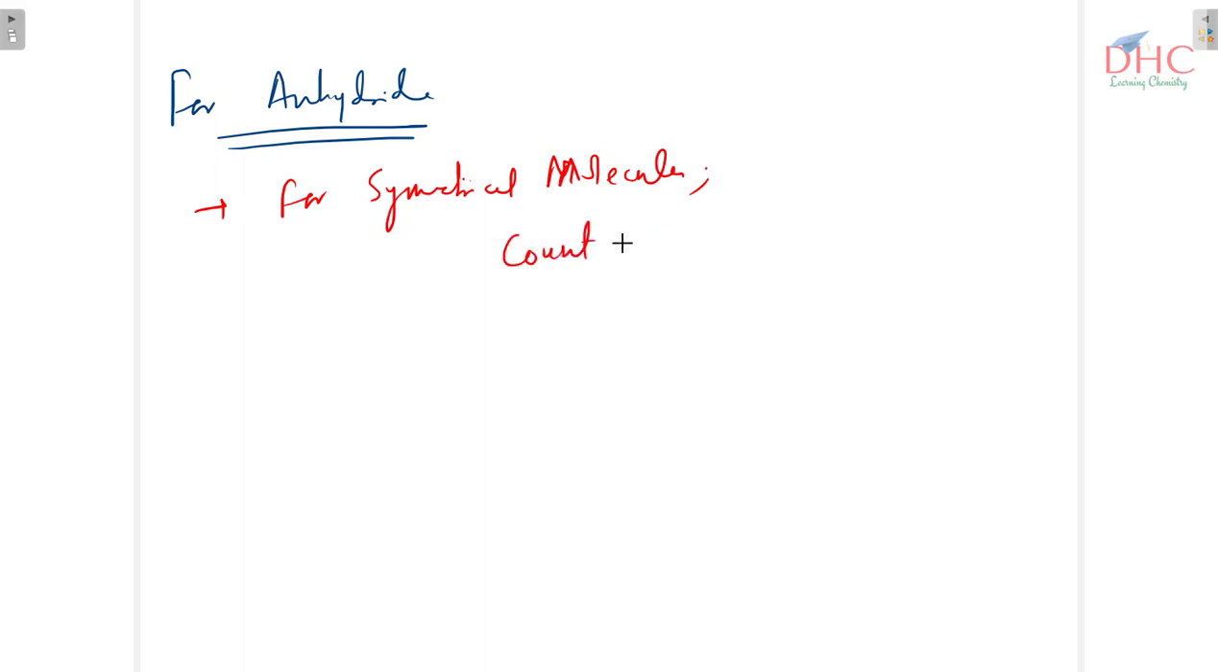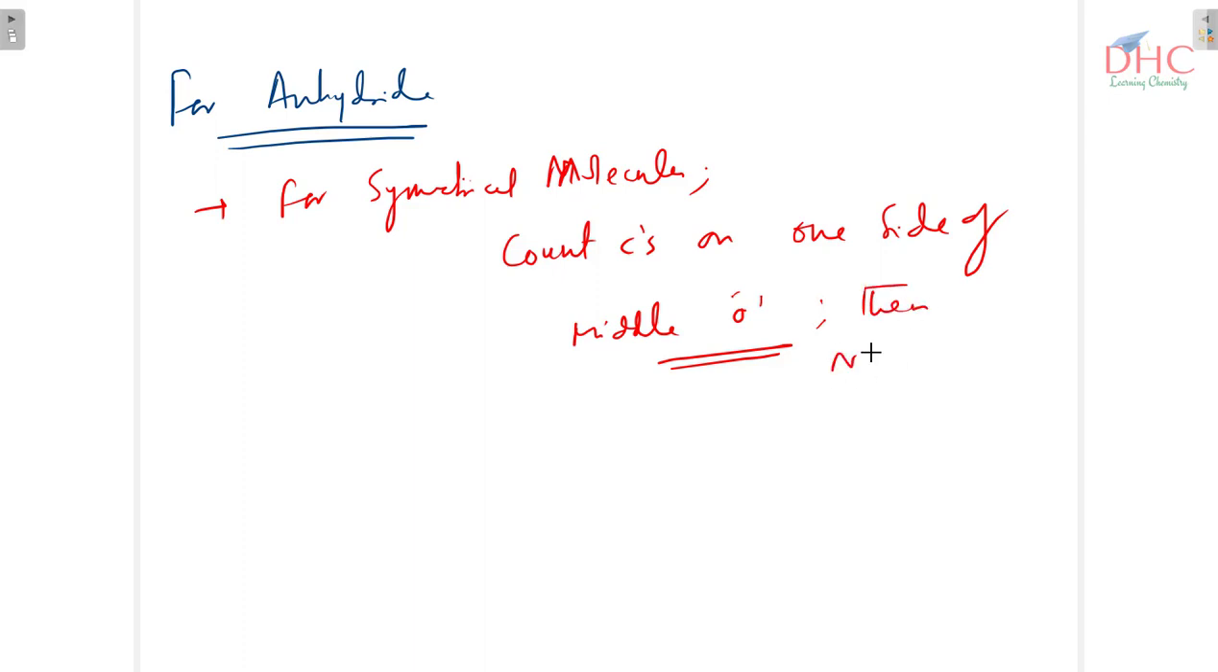You have to count carbons on one side of the middle O, then name it accordingly.